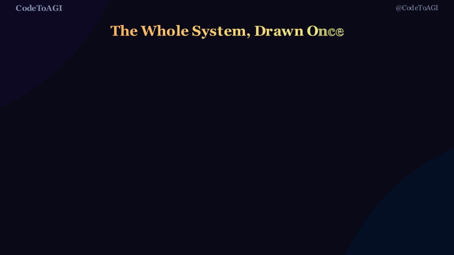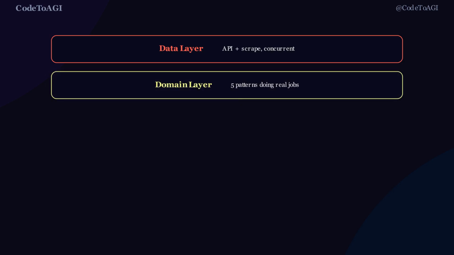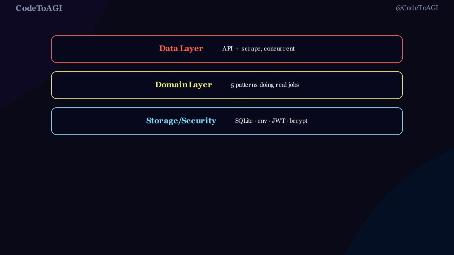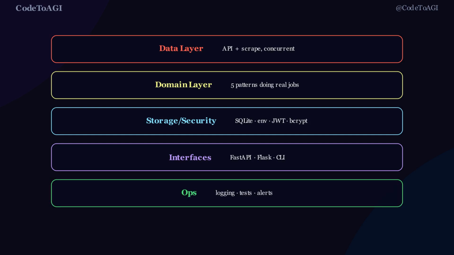Here's the whole system drawn once. Data layer pulls from an API and a scraped fallback concurrently. Domain layer decides what counts as an incident using 5 design patterns doing real work. Storage and security: SQLite, environment secrets, hashed credentials, signed webhooks. Interfaces: a FastAPI service, a Flask dashboard, and a Typer CLI, all reading the same domain layer. Ops: logging, tests, scheduled reports, and real alerts by email and SMS. 5 layers. Every one of them is a scene. Let's start where the data actually comes from.